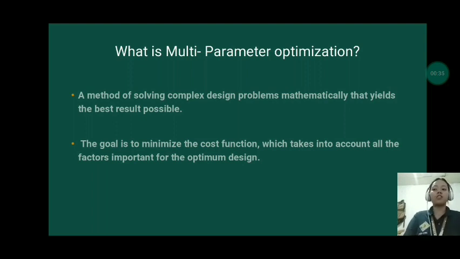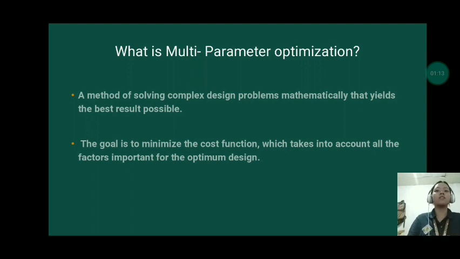So optimization is a mathematical process that aims to find the best solution or design that satisfies a set of criteria or constraints. The goal is to minimize the cost function, which takes into account all the factors important for the optimum design. To discover the best solution that satisfies the necessary performance criteria while minimizing the cost, the design parameters are modified iteratively using various optimization approaches.